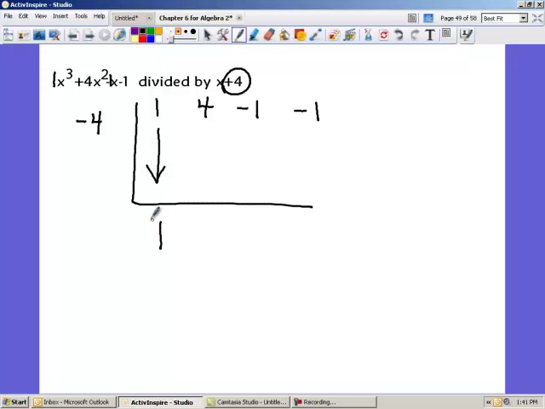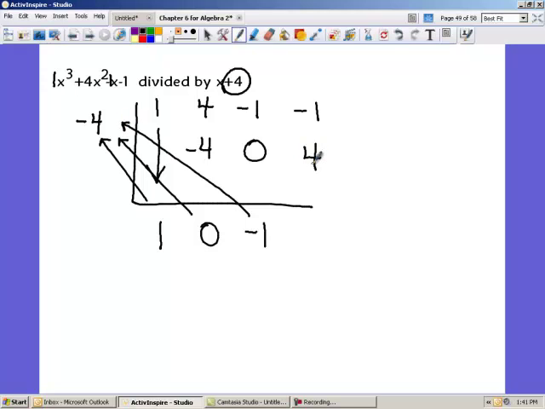Then we're going to multiply -4 times 1, and that's -4. And then we're going to add them up, so 0. Then we're going to multiply, 0. Add these up. Multiply. Add them up.